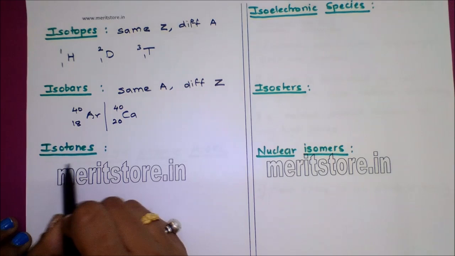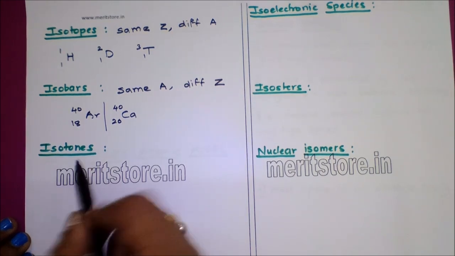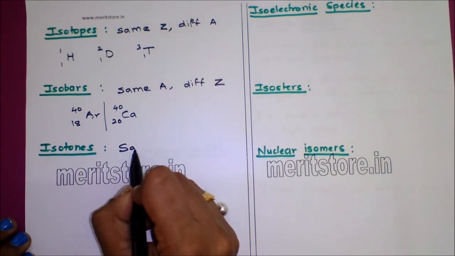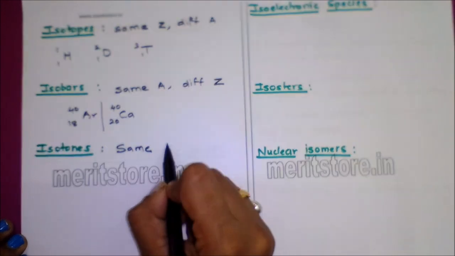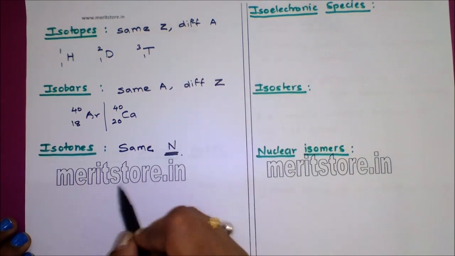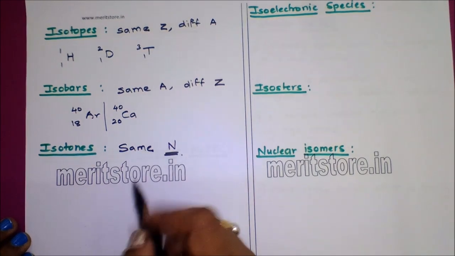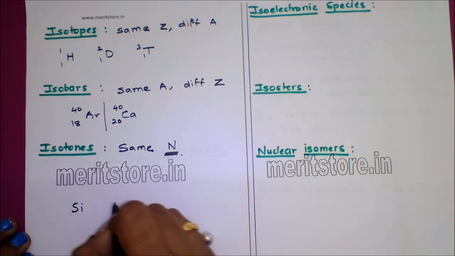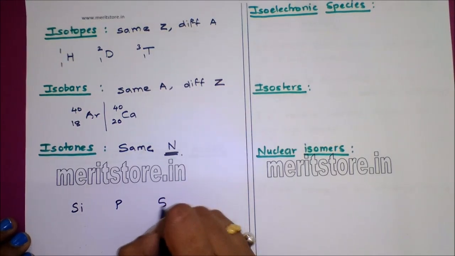The next term is isotones. Isotones have the same number of neutrons. So the neutron number will be the same this time. For example, silicon, phosphorus and sulfur.